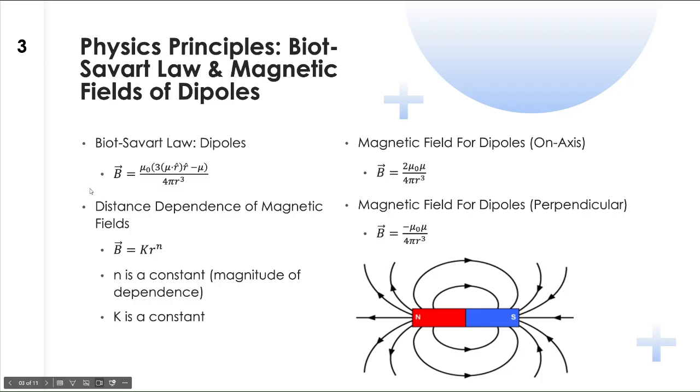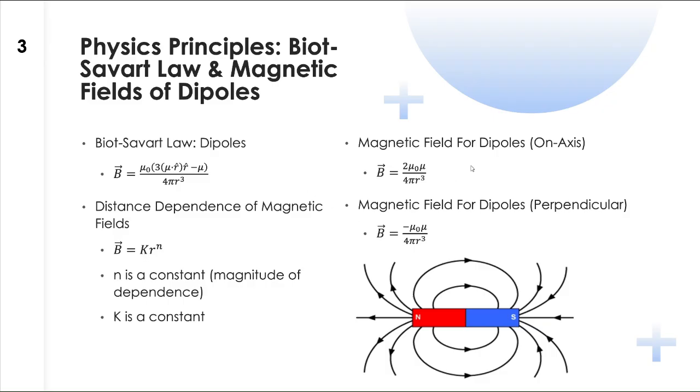So we use the Biot-Savart law, which is this equation right here for dipoles, where mu is the dipole moment and mu naught is a constant. We can assume that magnetic fields are dependent on the distance from the magnet, r, to some extent, and that extent is n, where n is a constant and k is also a constant. Our expected value for n based on the Biot-Savart law is -3, because if we isolate the r component of this equation, we get some big constant, which we represent in our assumption as k, times r to the -3, and thus the expected value for n should be -3.